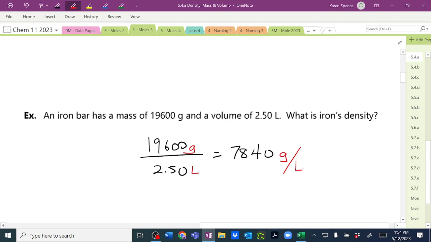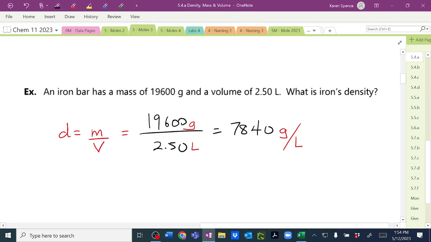But I'm missing something else. I am missing the formula. Okay, so anytime you're solving a problem, whether it be in chemistry or physics, you should write the formula first before you plug in the numbers.